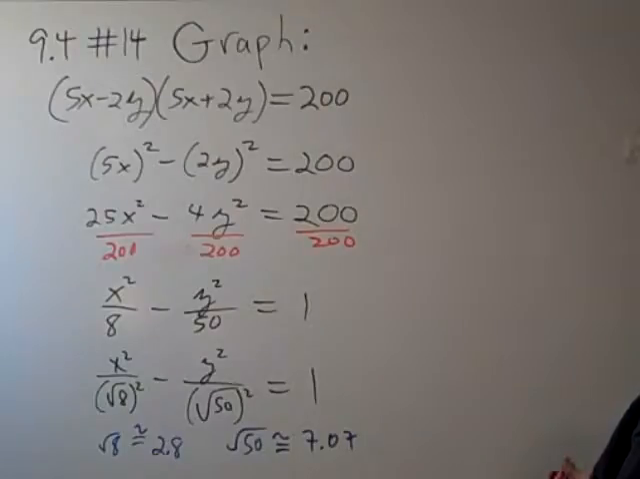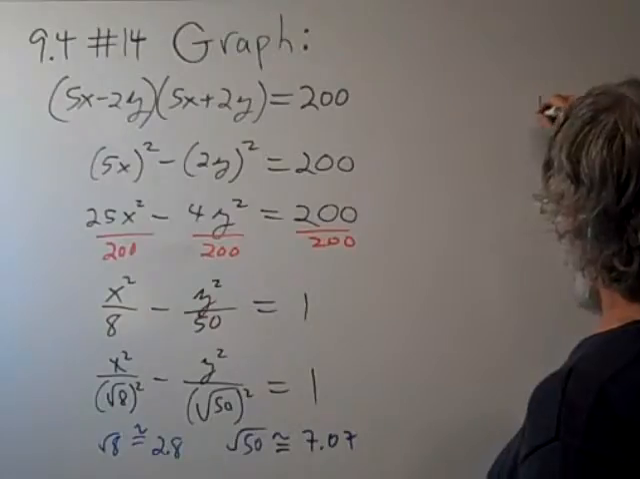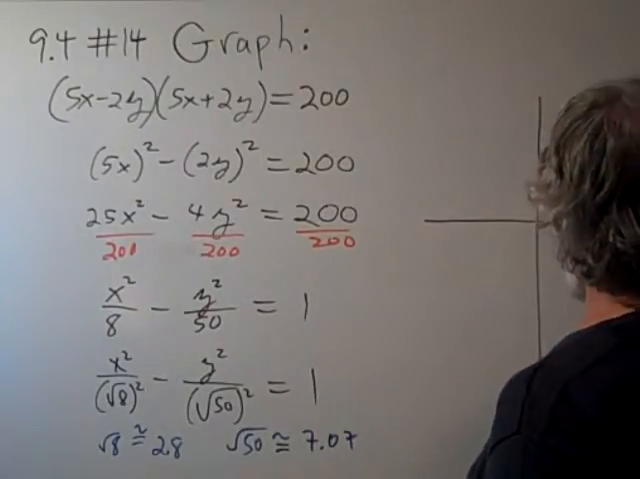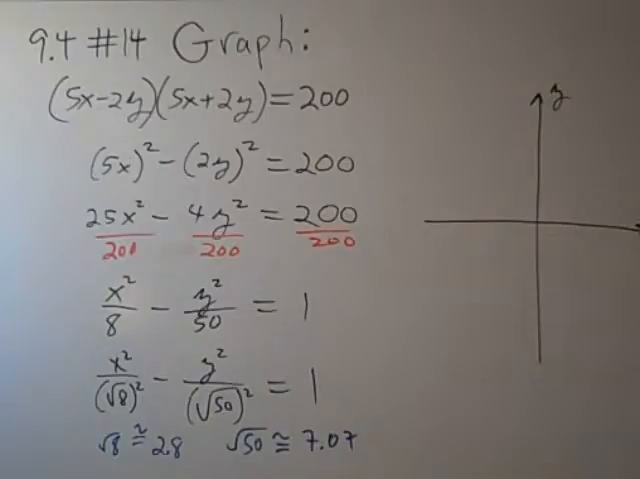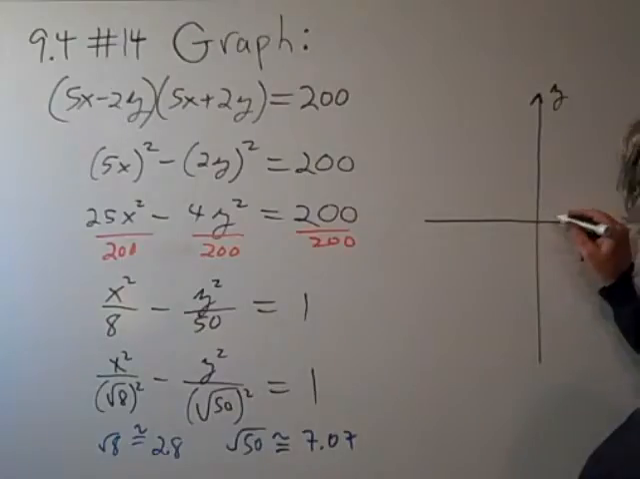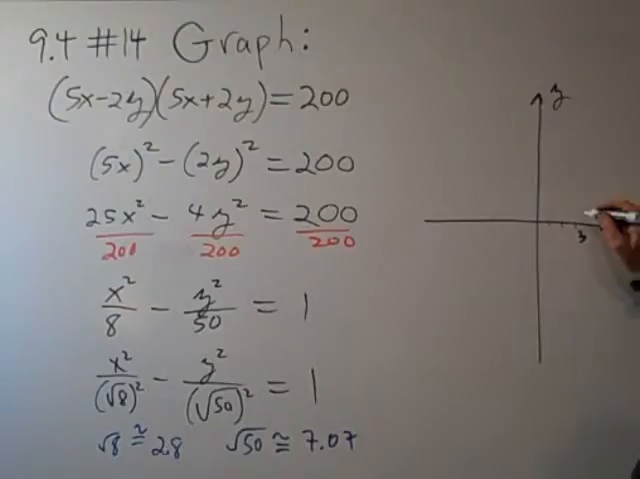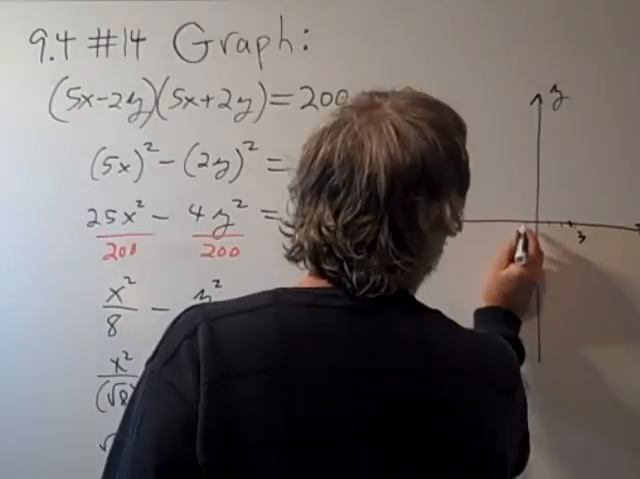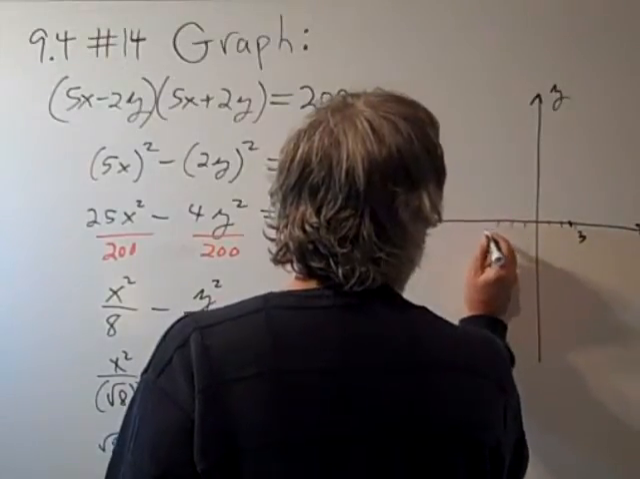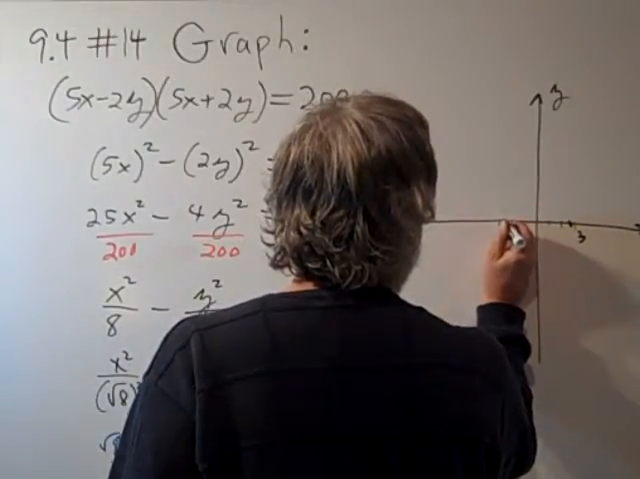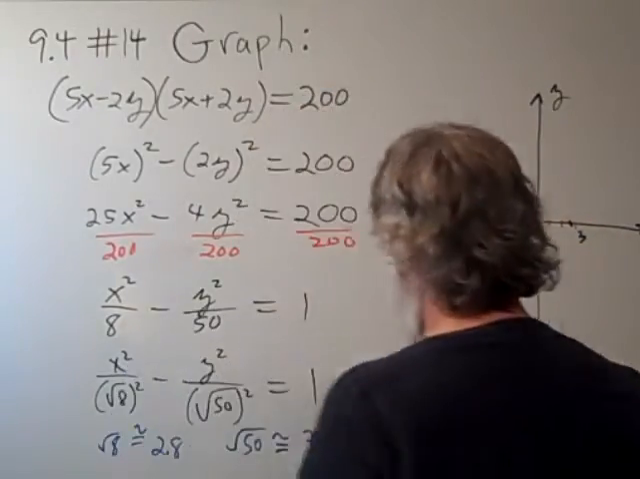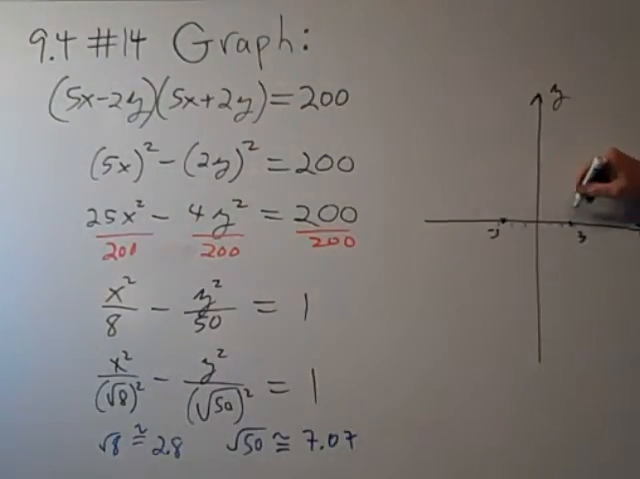So here we go. First we draw our x and y coordinate axes here. And notice that the x box goes out to 2.8 and the y one goes up to 7.07. So let's make this 1, 2, 3. So 2.8 is about here. And the other way, negative 1, negative 2, negative 3. And so negative 2.8 is about here, a little bit less than 3.